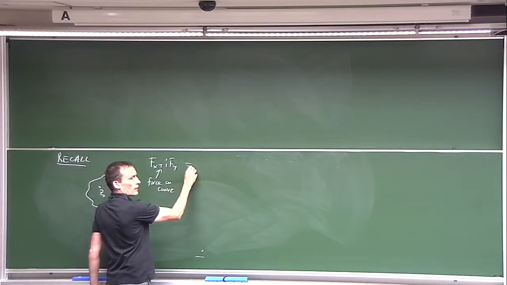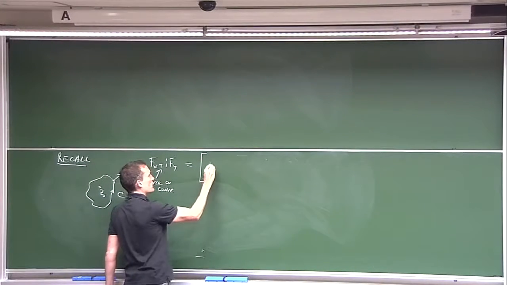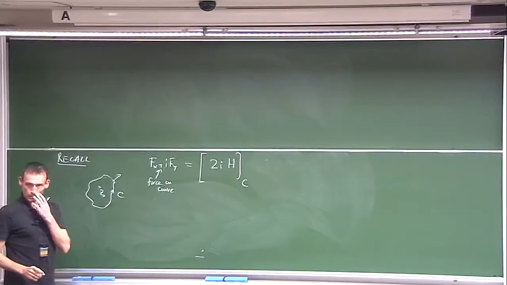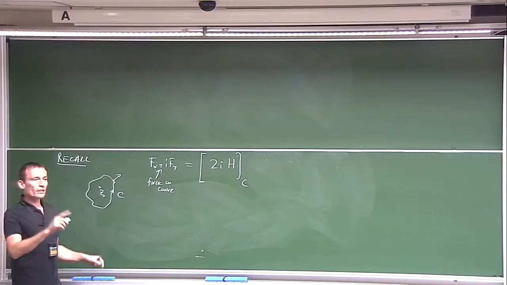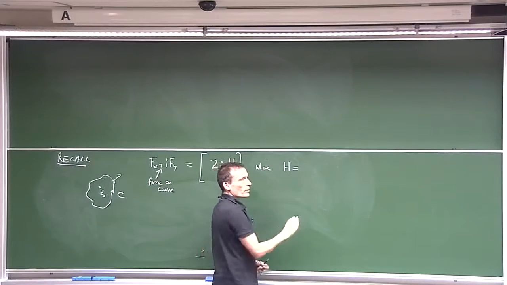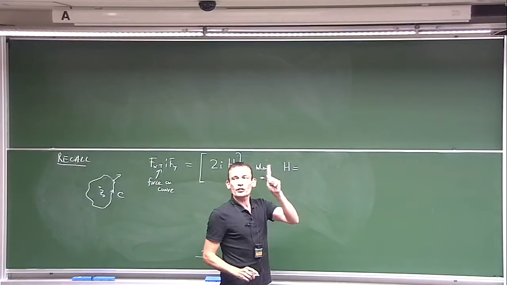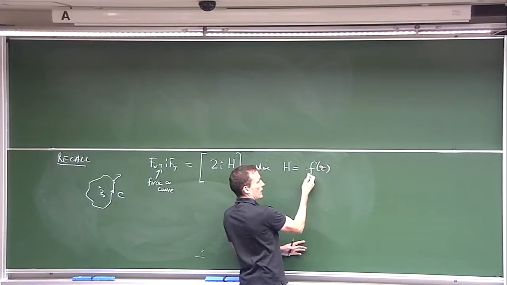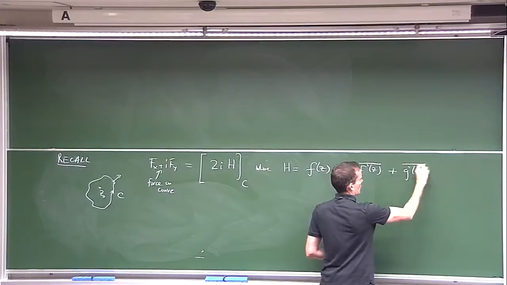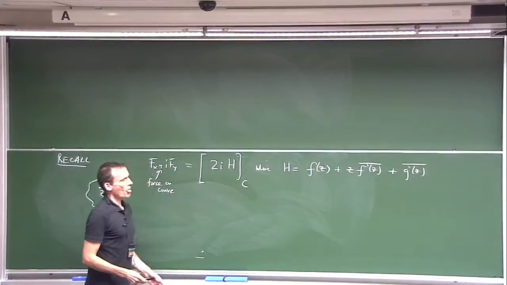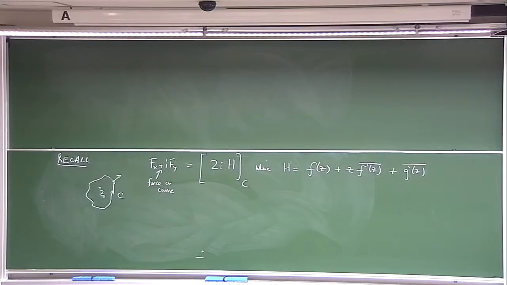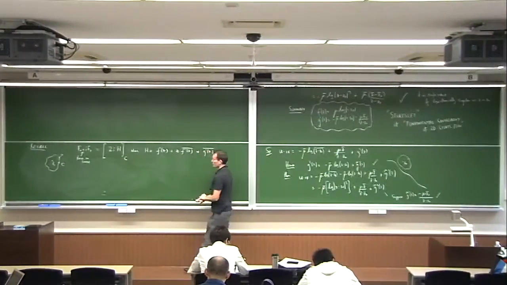Do you remember what this was? I derived this for you, or at least it was an exercise. It was the change in 2iH as you go around C. Look this up, or it's in the notes that I'm going to email you if you're interested, where H was this thing. And if you remember, it was almost the same as the velocity field except for a change in sign. So it was this, the plus F. So it's almost the same as U plus iV, but with a change in sign there.